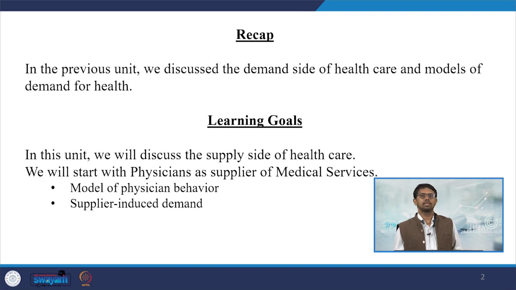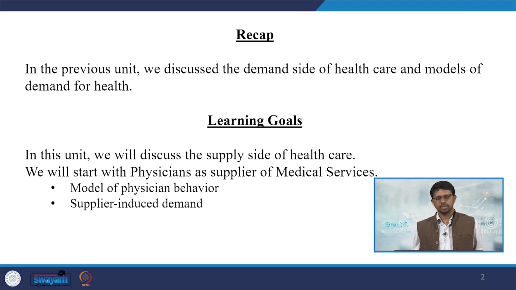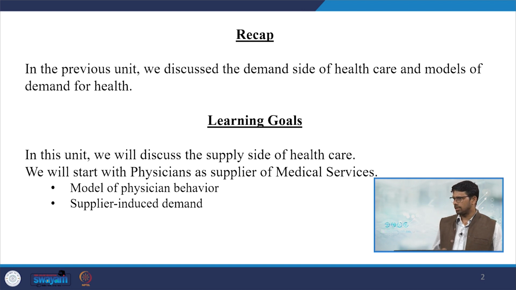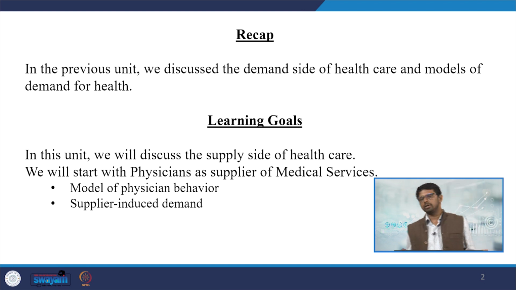We start with physicians and their role as the supplier, or the most important supplier, of medical services. Hence, we will model the physician behavior and also supplier induced demand. We know in economic theory that whether demand derives supply or supply derives demand. So, both ways it works.